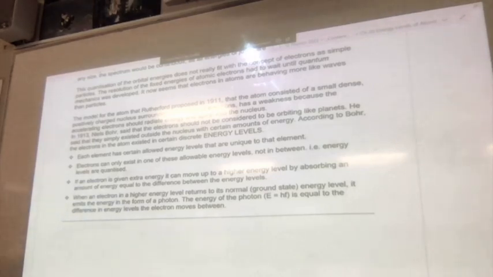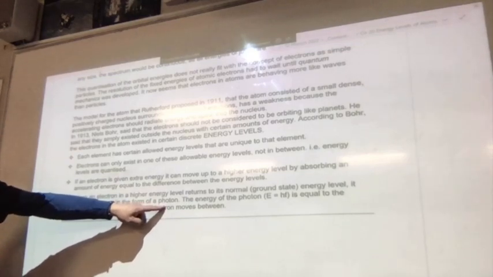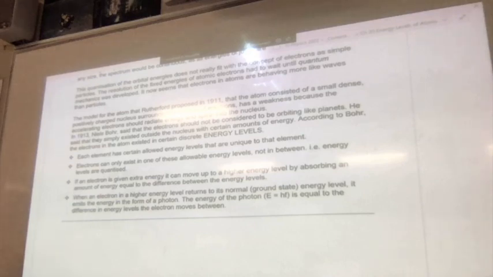All right. So if an electron is given extra energy, it can move up to a higher energy level by absorbing an amount of energy equal to the difference between the energy levels. And you'll see a diagram in a sec where it shows what the levels actually look like. When an electron in a higher energy level returns to its normal ground state, where it's meant to be, it emits the energy in the form of a photon. You can't always see that photon, depends on what kind of light it is. The energy of the photon equals hf, as usual, which is equal to the difference in energy levels that the electron moves between, all right?